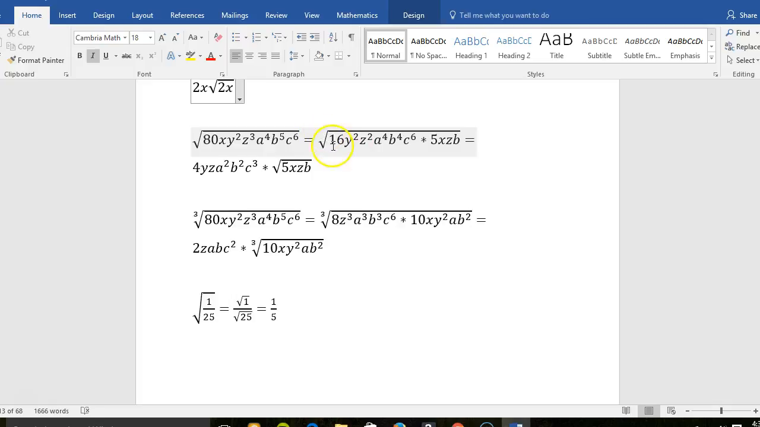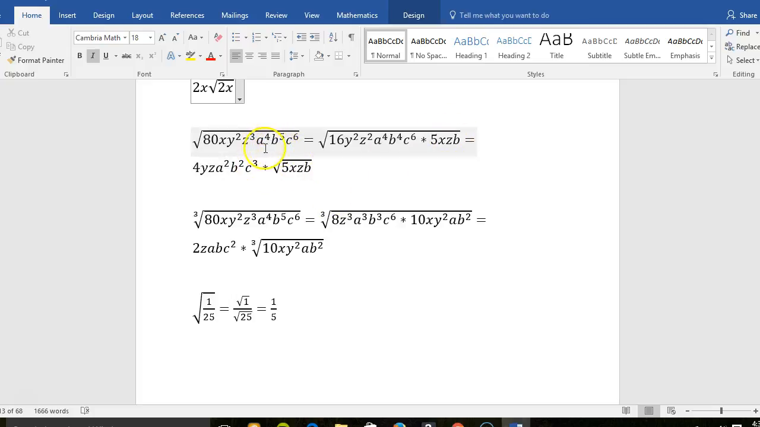Okay, so 16, square root of 16 is 4. Y squared comes out as y. All variables are positive. Z squared comes out as z. A to the fourth comes out as a squared. B to the fourth comes out as b squared. Now c to the sixth comes out as c cubed. You do 6 divided by this 2 is 3. Okay, and then this residue stays inside.